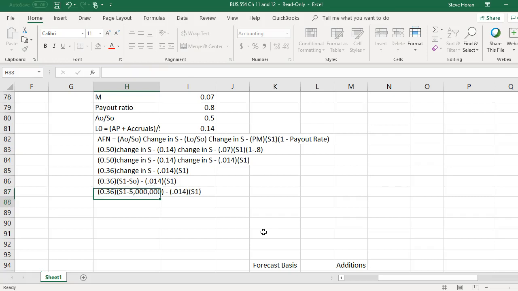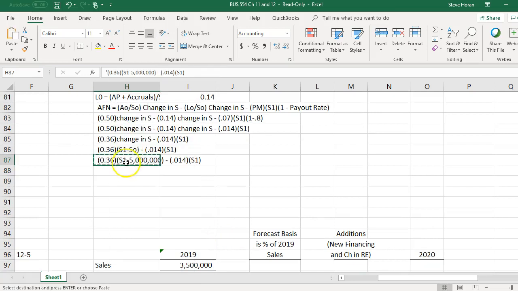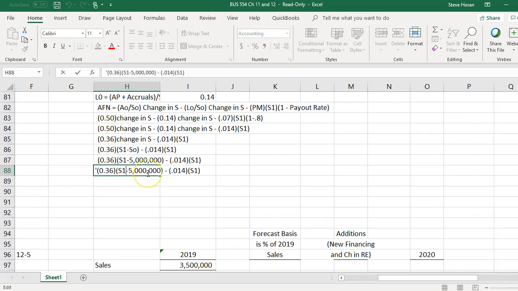Okay. Then I can do some better simplification. From there, I can do this. And then that change, so 0.36 S1, I do that, and then I subtract from that 1,800,000. Okay, so then I get 0.014 S1 again.